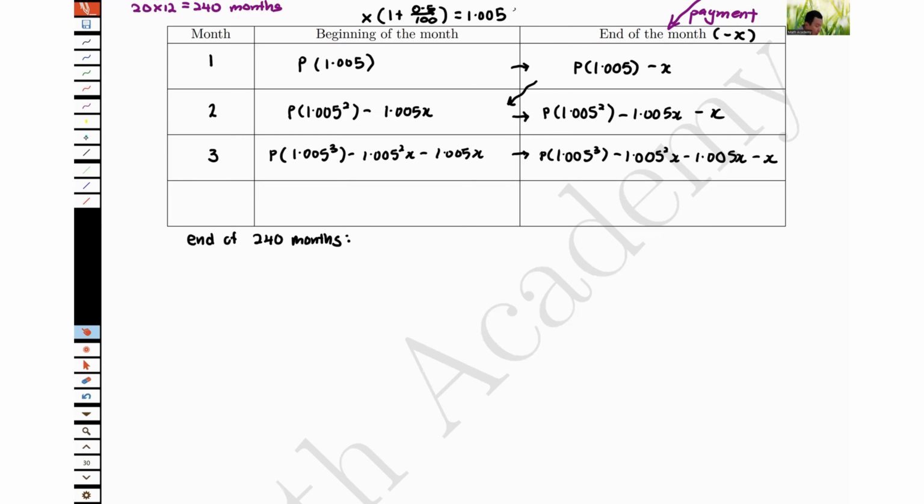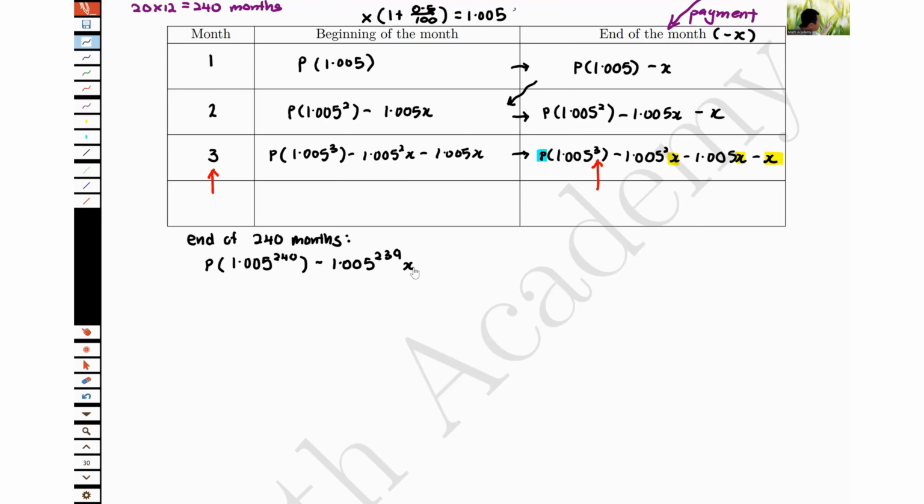And we do a pattern check again. First term has P. Every other term has an x. First power, check does it match the month number. In this situation, for end of the month, that first power matches exactly the month number. So these are the two observations you should make. Hence, we start the problem. It should be P times 1.005 power 240. The first power matches the month number exactly. Subsequent terms, powers all keep reducing by 1.